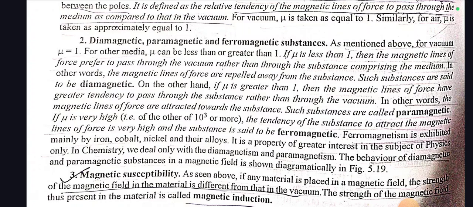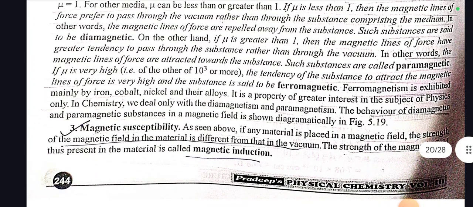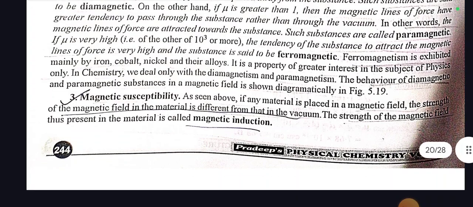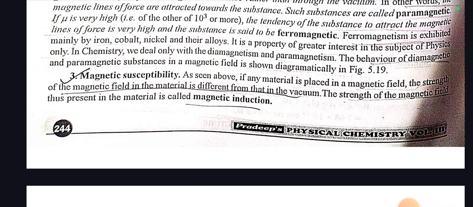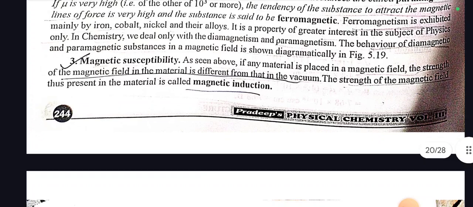If mu is very high, then the tendency of the substance to attract the magnetic lines of force is very high, and then the substance is said to be ferromagnetic. Ferromagnetism is exhibited mainly by iron, cobalt, nickel, and their alloys. It is a property of greater interest in the subject of physics only. In chemistry, we deal only with diamagnetism and paramagnetism. The behavior of diamagnetic and paramagnetic substances in a magnetic field is shown diagrammatically.